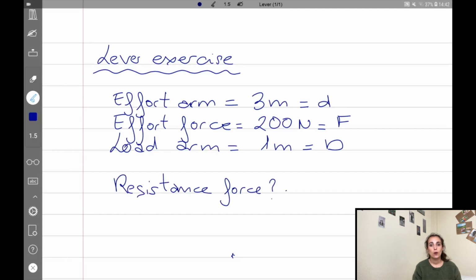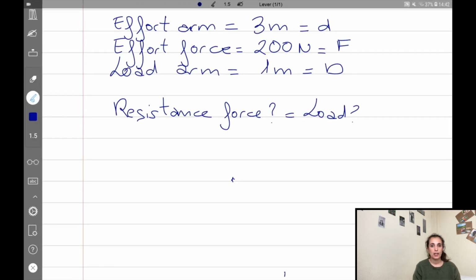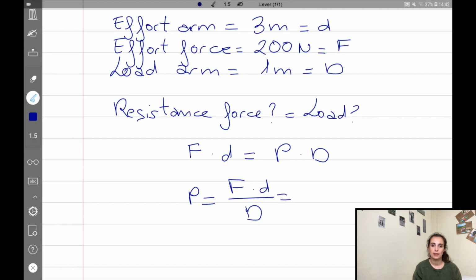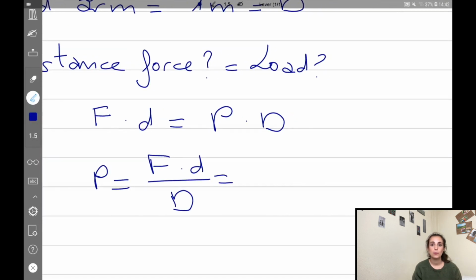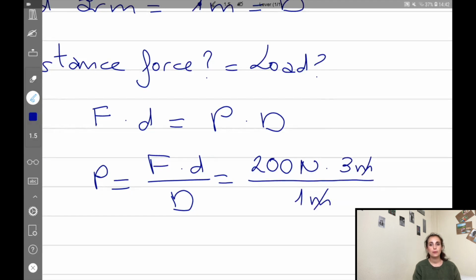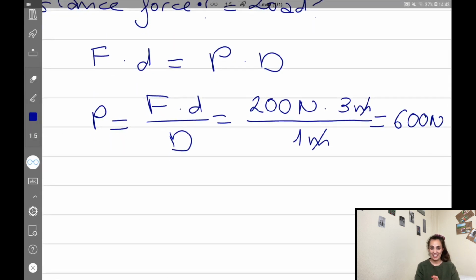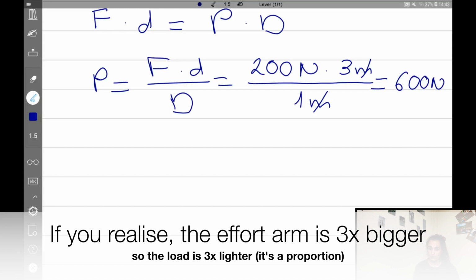That is the load. And we are going to apply the formula, which was F multiplied by the small d equals P multiplied by the big D, okay? So let's isolate P because this is the value that we don't know, and we should multiply F by the small d divided by the big D. That is 200 newtons multiplied by 3 meters and then divided by 1 meter. Of course we won't divide by 1, but I just want to show the formula as it is. And meters with meters will disappear. So we have 200 newtons multiplied by 3, which is 600 newtons.